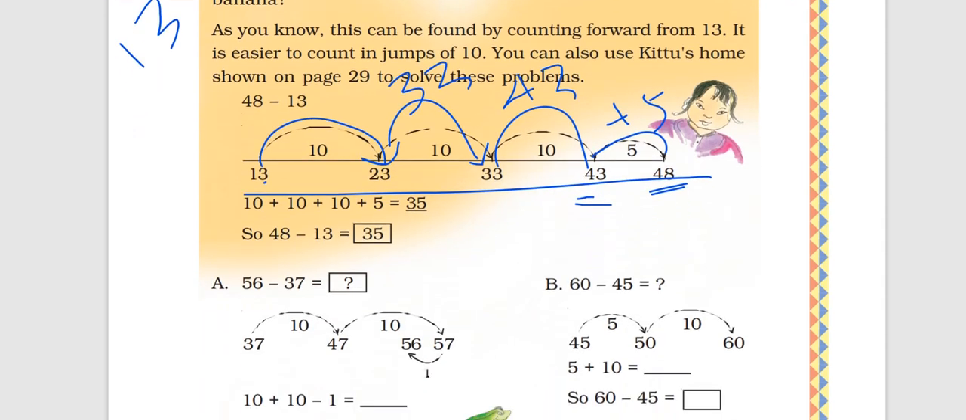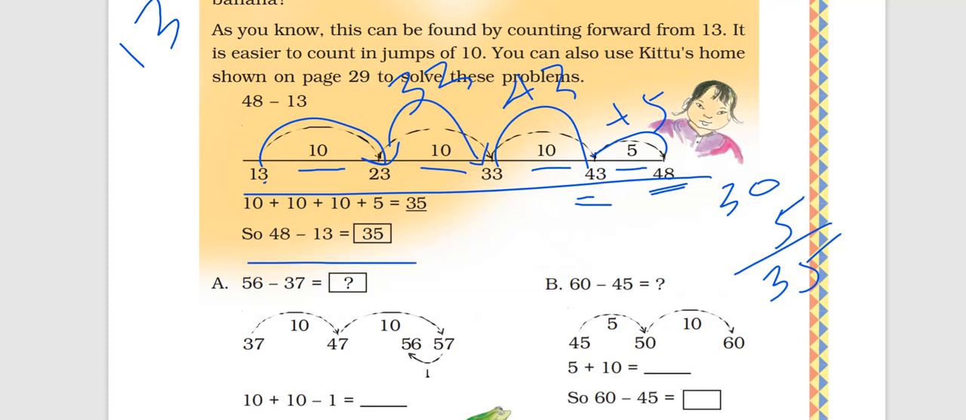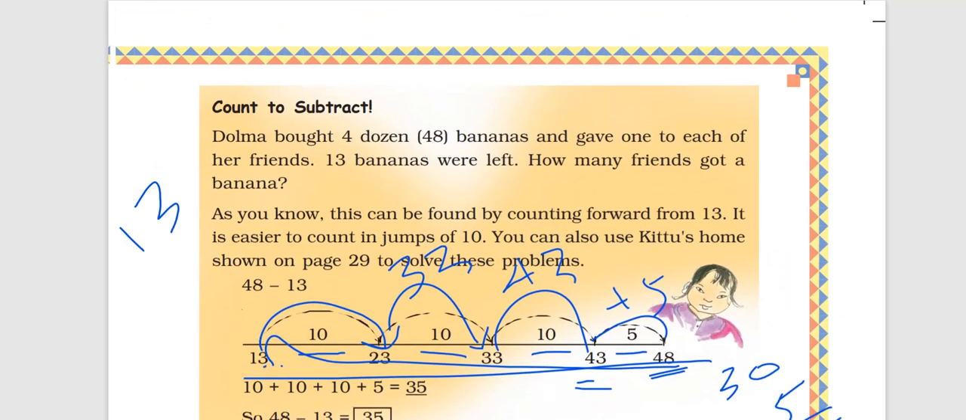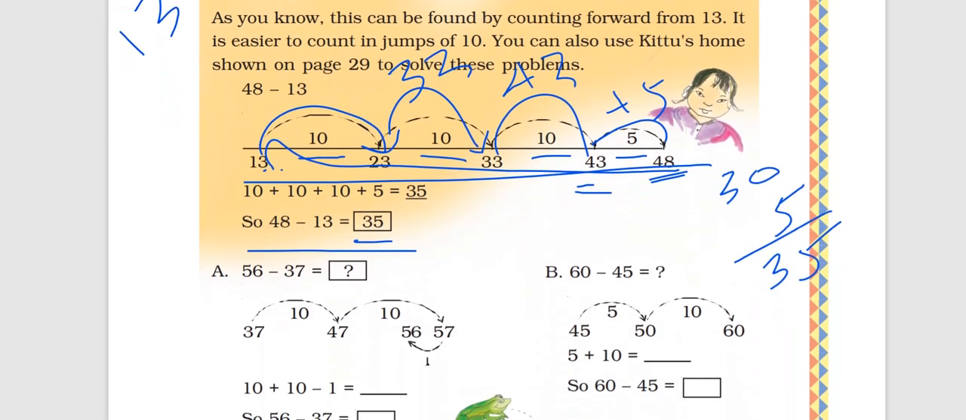So how many tens did we navigate? 1, 2, 3, which is 30. 3 tens is 30. And then at the end, there was another 5. So 35. So 48 minus 13 is 35. So you start at 13, which is how many bananas were left, and you go all the way to 48. And for that, we had to take 35 steps. So that means Dolma had 35 friends, and she gave 1 banana to each of her friends, right?